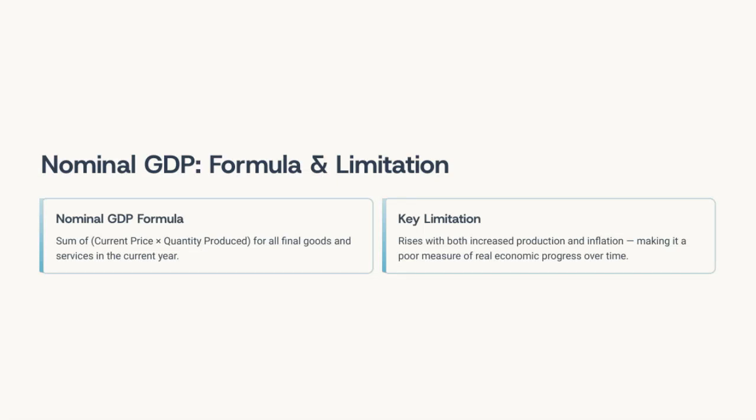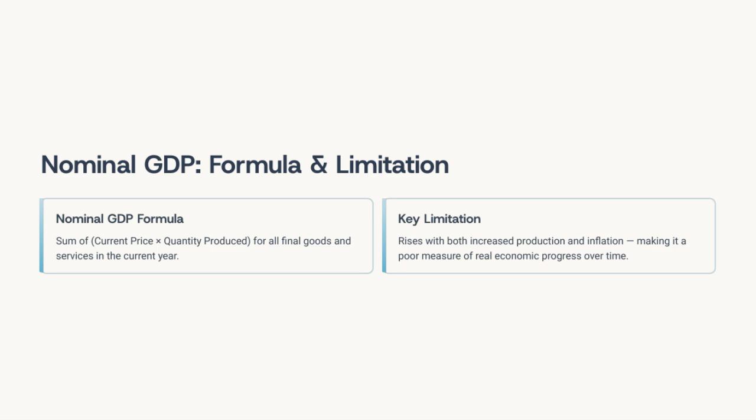So, what we're seeing here is that nominal GDP can increase both through higher production and inflation. This means that it can give a misleading picture of economic progress because it doesn't distinguish between actual growth in output and rising prices. Essentially, if prices go up, nominal GDP might look better even if the real quantity of goods and services hasn't changed much. That's why it's considered a poor measure of real economic progress over time. It captures the total value at current prices, but it doesn't account for inflation.